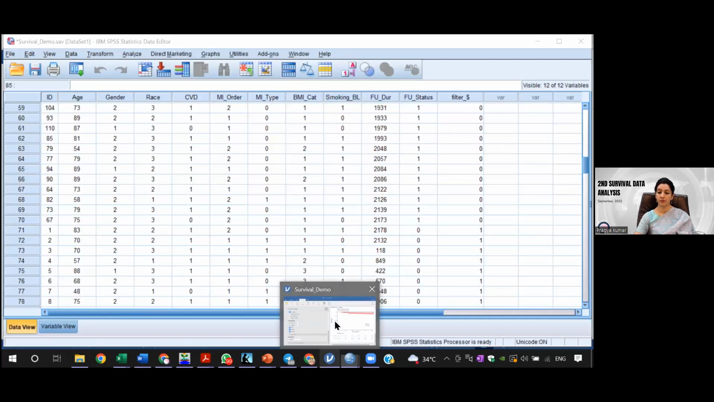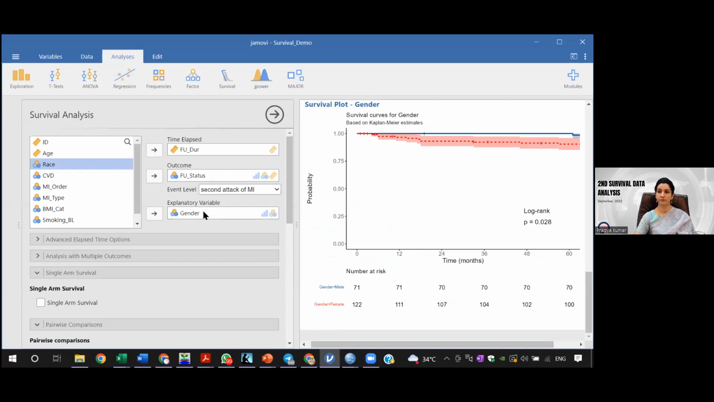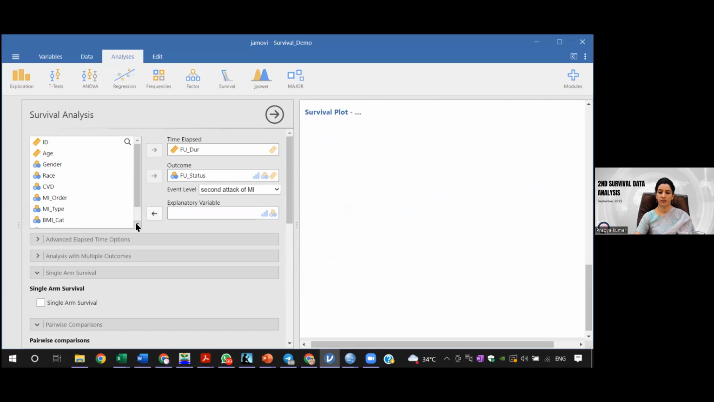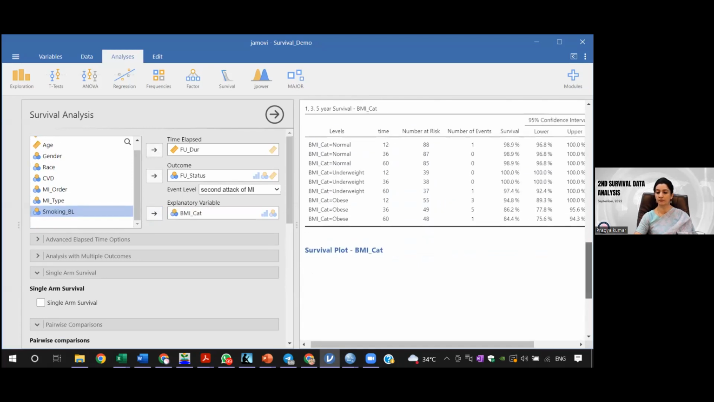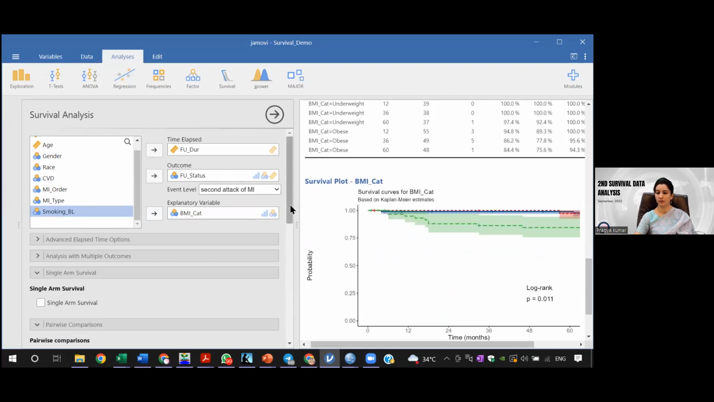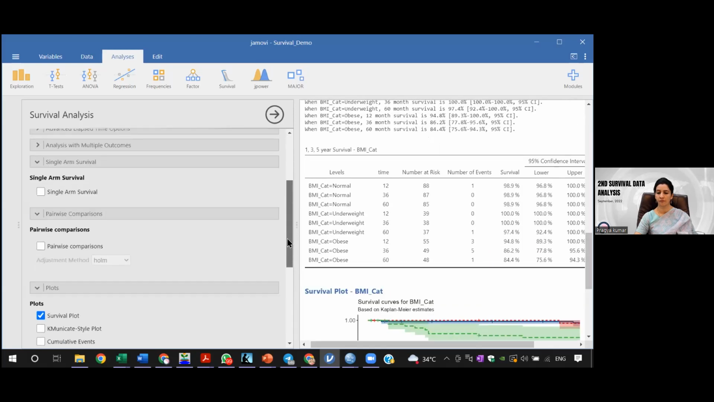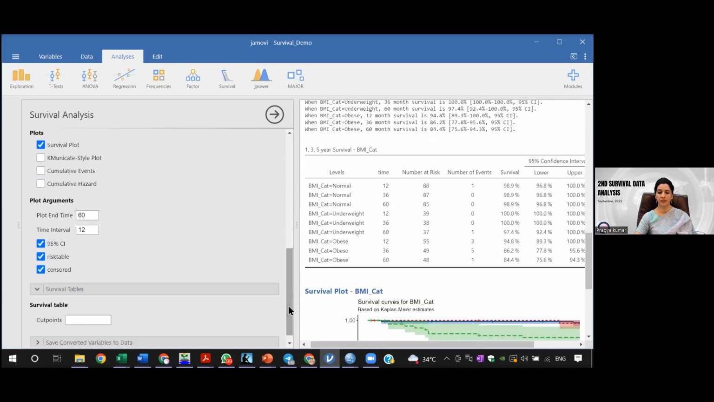So go to JAMOVI if I have to perform the same. So what I'll do, you put that in gender and then come to this BMI category. And there you will see, and in the pairwise comparison here, you have to.